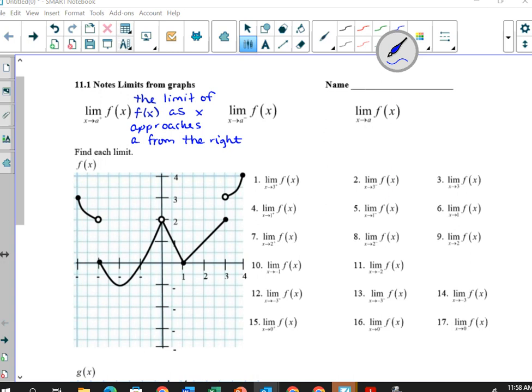All right, guys, so the second one, with the little negative, what do you think that means? From the left, okay?